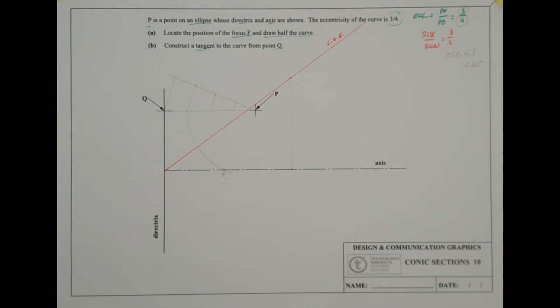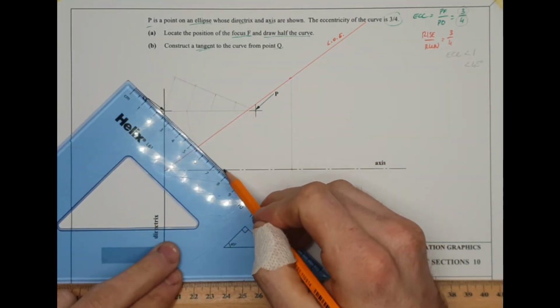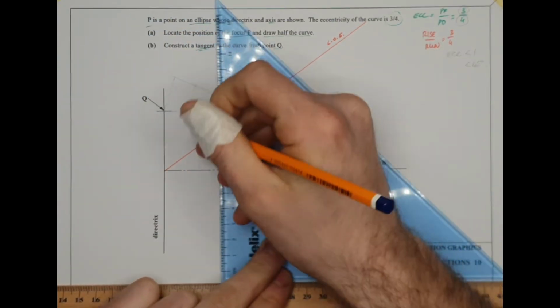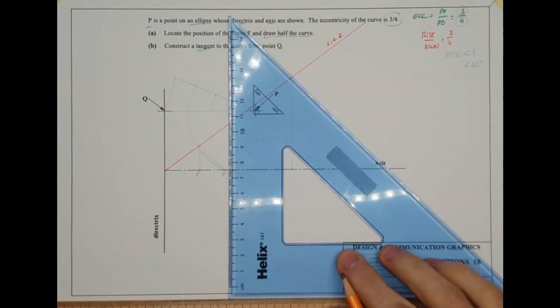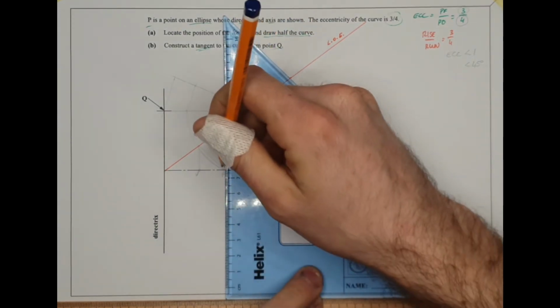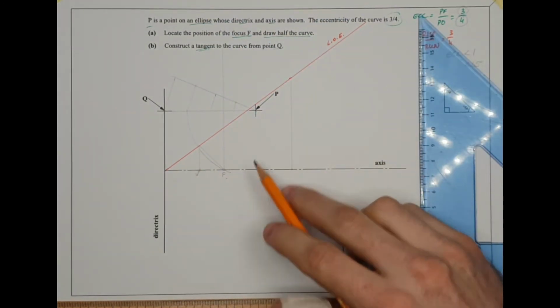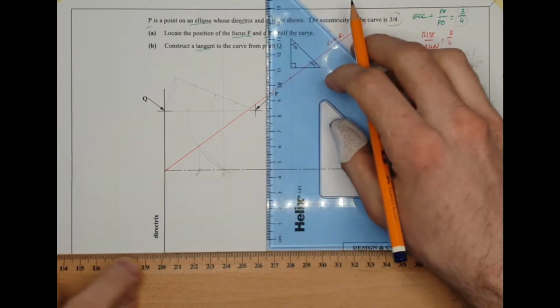Now, what are we asked? Locate the position of the focus and draw half of the curve. So that will get us well along the way. Vertex is always found by going 45 degrees to the focus and dropping down, and I get my vertex V. And I'll go ahead and just construct half the curve. I'm going to go with the top half here. Now, it didn't specify if they'd like the left half or the top half. I'm going to go with the top half.